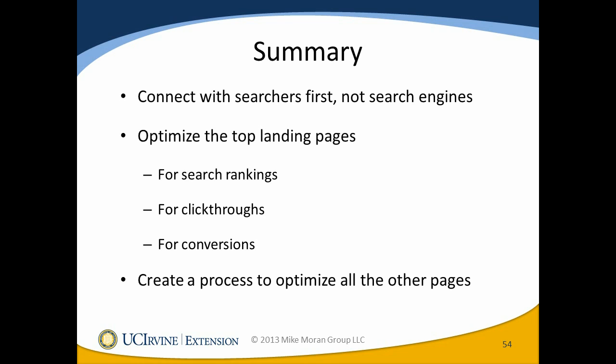Then what you need to do is to create a process to optimize all the other pages that aren't those top landing pages, because you're not going to be able to manually go through that process for every blessed page. Instead, you could be looking at these kinds of metrics across the whole site. You could look at the average search ranking of all the pages on the site for your keyword list. You could look at what kinds of referral traffic you get across the whole site, and can we make that go up? You can look at what the conversions are from people who come to the site from search, and how can we make that go up?